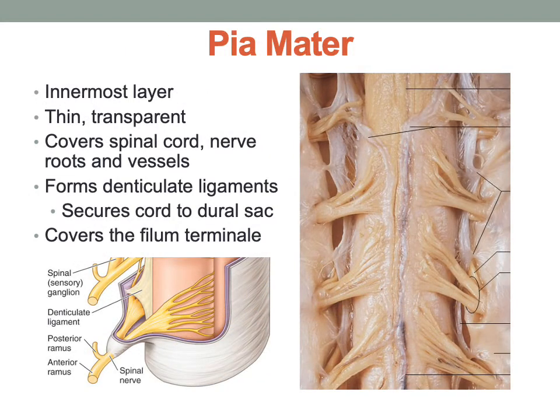The pia mater is the innermost layer. It's thin, transparent, and very delicate. It covers the spinal cord, nerve roots, and vessels. It forms denticulate ligaments that secure the spinal cord to the dural sac. It also covers the filum terminale.